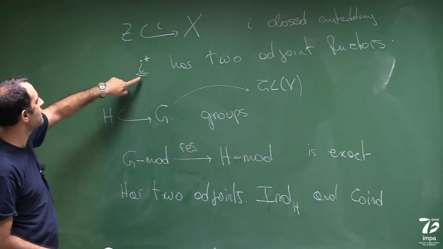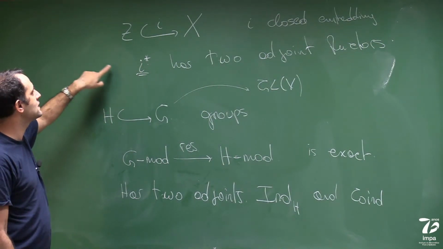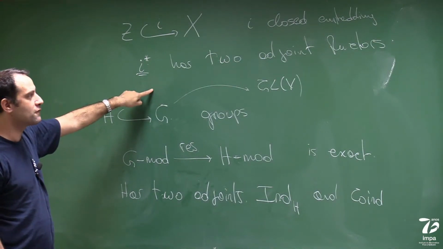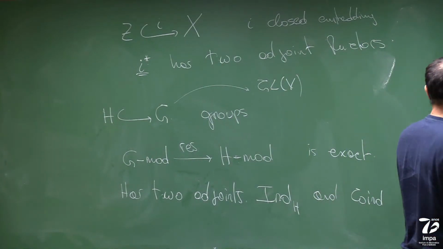And the same thing for this. There are two different adjoint functors here. One is the usual push forward of sheaves. The other one is the push forward with compact support of sheaves. One preserves being a vector bundle. The other one does not.